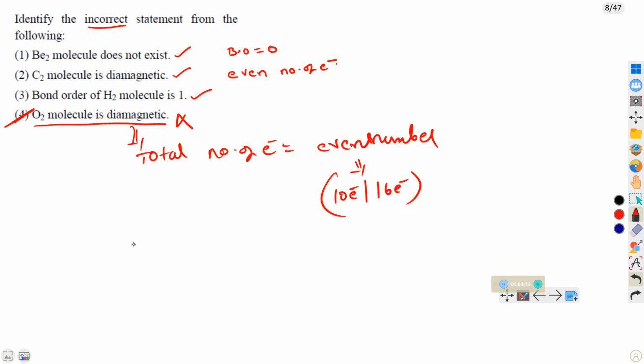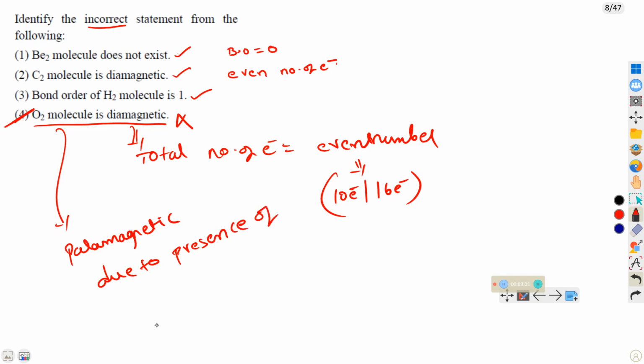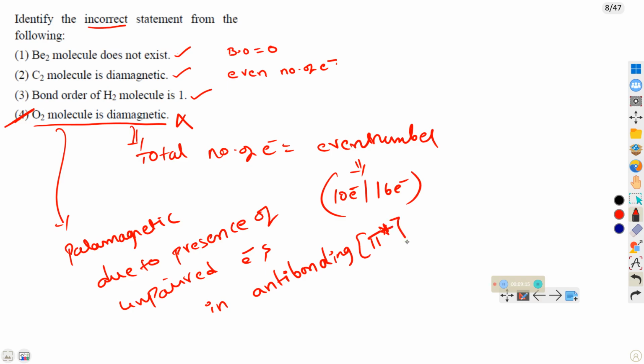O2 is paramagnetic. O2 is not diamagnetic. O2 is paramagnetic due to the presence of unpaired electrons in the anti-bonding pi star orbital.